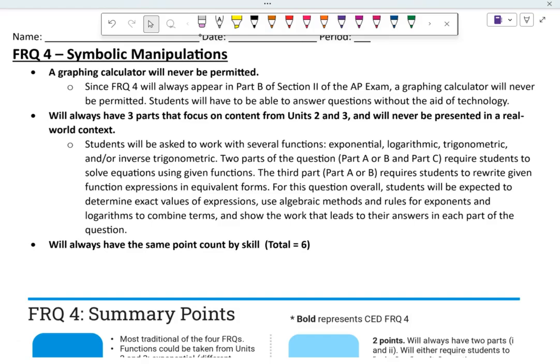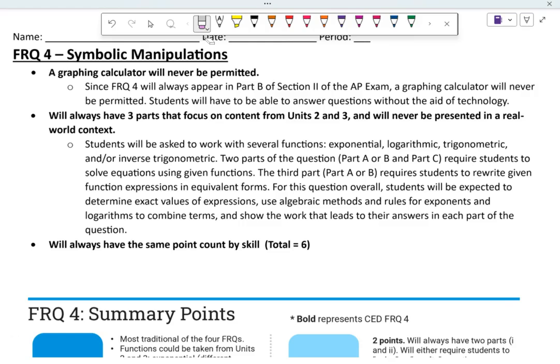Now, there will always be 3 parts that focus on content from units 2 and 3, and will never be in real-world context. You'll be asked to work with several functions: exponential, logarithmic, trig, and/or inverse trig. 2 parts of the question, part A or B and part C, will require you to solve equations using given functions. The 3rd part, either A or B, will require you to rewrite given function expressions in equivalent form. That's the symbolic manipulation that they're talking about.